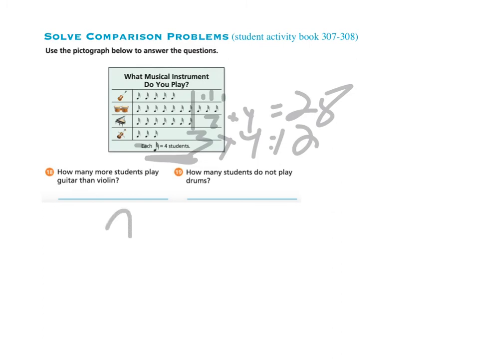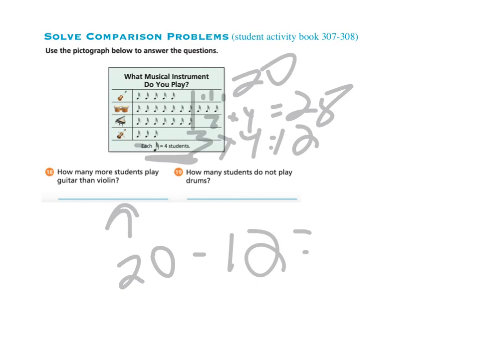Now, this one, going back to our word problem days with addition and subtraction, how many more students play guitar than violin? So you'd have to figure out how many guitar, 4, 8, 12, 16, 20 guitars. Violins, you have 4, 8, 12. So if you have 20 guitars and you have 12 violins, how many more would be a subtraction problem? So you'd have 8 more. And I'll let you finish it.